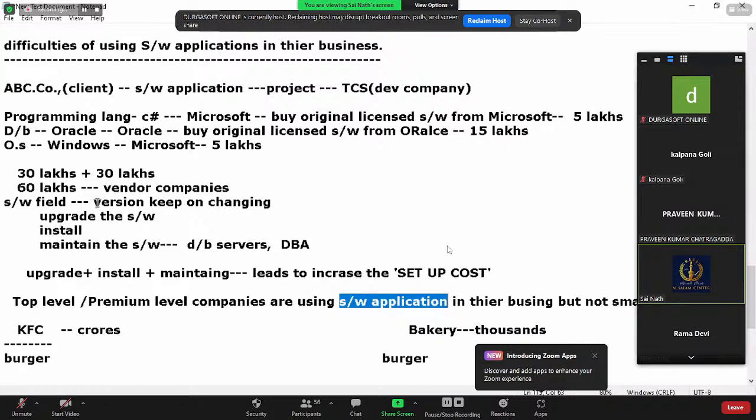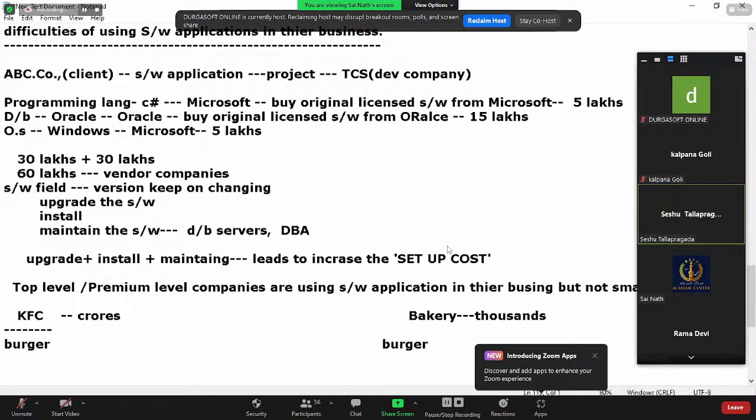According to this example, what you understand is that only top-level companies are using software applications in their business, but not small companies. I hope you understand this point clearly. Yes or no? Yes, sir. Good. So, to avoid this problem, if you decrease the cost, then customers automatically increase or not?